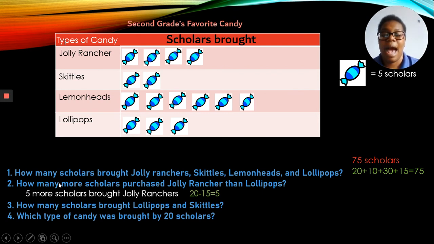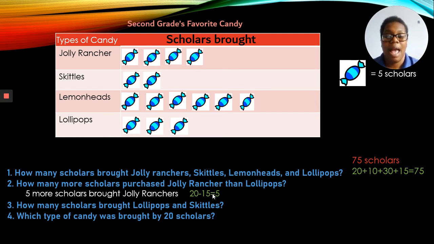The next one. How many more scholars purchased Jolly Ranchers than Lollipops? So let's go to Jolly Ranchers. 5, 10, 15, 20. That's where you have 20. Minus Lollipops. How many Lollipops do we have? 5, 10, 15. So you have 5 more scholars that purchased Jolly Ranchers than Lollipops.